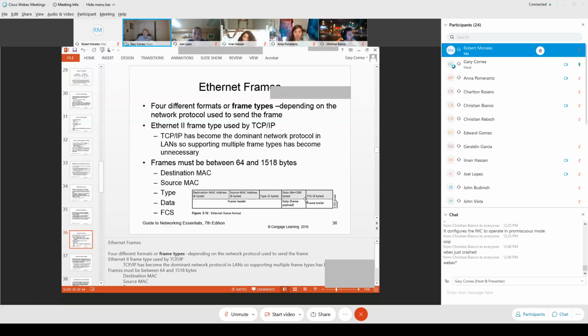Big caution. That's 1518 bytes, not 1518 ones and zeros. It's 1,500 8-bit characters. Can it be smaller than that? Yes. Can it be bigger than that? No, never. What does a frame contain? A source and destination MAC address, just like we did in chapter 1 and 2. So we're doing a new lecture, but we're really using the stuff we did in the first 2 chapters.